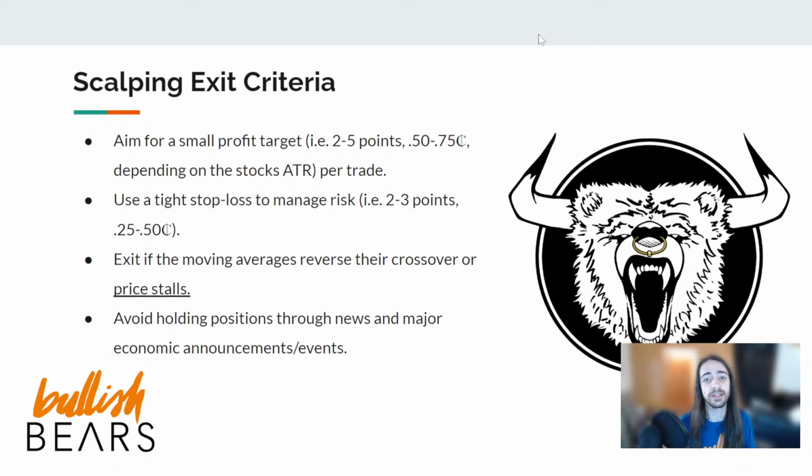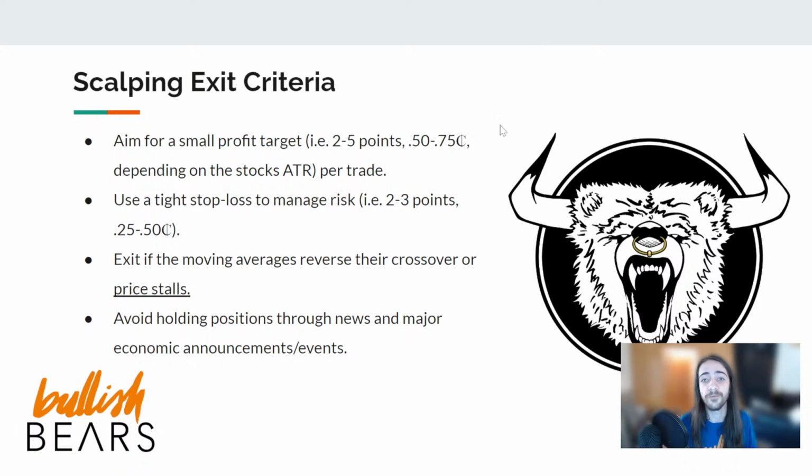Scalping exit criteria, we aim for a small profit target. So for example, if we're trading futures, we might aim for 2 to 5 points on ES. Whereas something like NQ, which is much larger, we might aim for 10 to 20, maybe even 30 points, because it's a much higher ATR. That's the average true range.